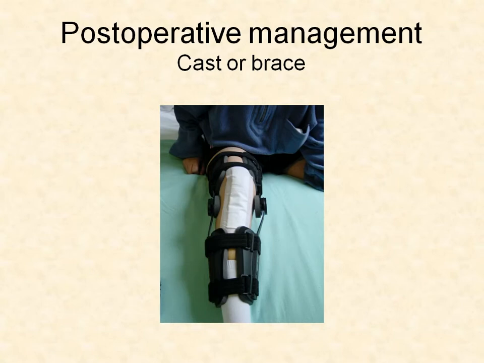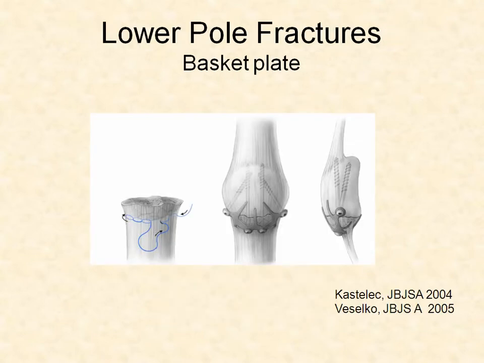Now, post-operatively, most of these patients can be managed with a cast or a brace. I will usually opt for some kind of functional bracing system if I'm happy with the fixation, but a plaster cast in the first 4 to 6 weeks may be preferable if the bone is osteoporotic or you're not entirely satisfied with the integrity of the fixation.